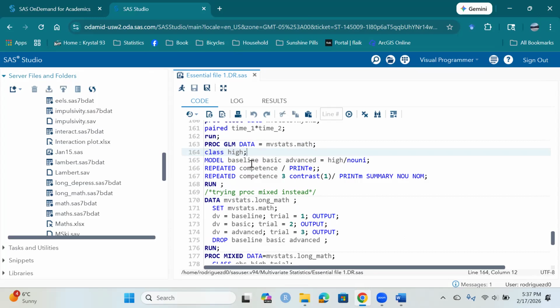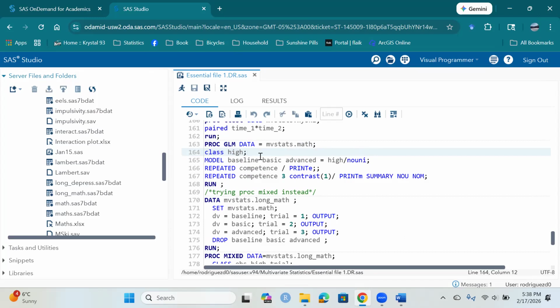Here, though, we have three different levels of the outcome variable because there are three time points: baseline, basic, and advanced. And we really just don't want any information. This no univariate command tells us that we really don't want univariate statistics for any one of these variables. We're just looking at the holistic product.